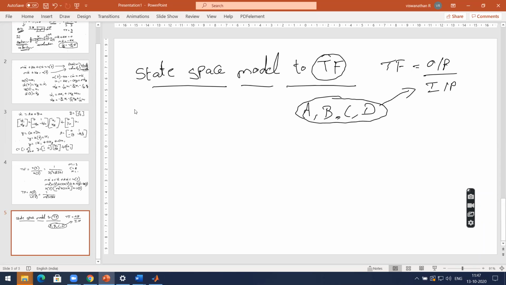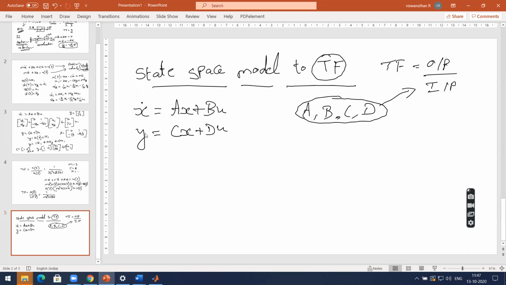X dot is equal to AX plus BU. Y is equal to Cx plus Du. These are the two equations in the state space model. Now what we are going to discuss is the relation between the state space model and the transfer function: how to convert from state space model to transfer function.